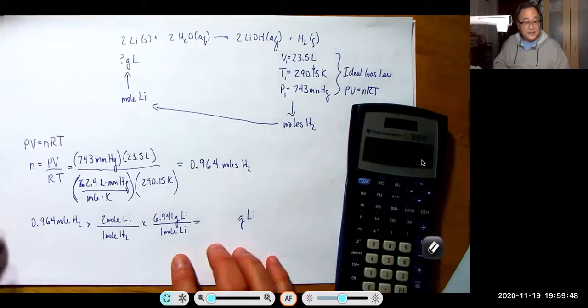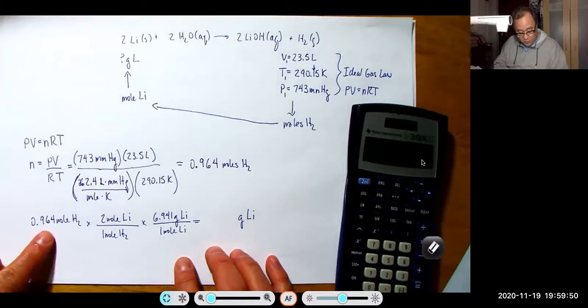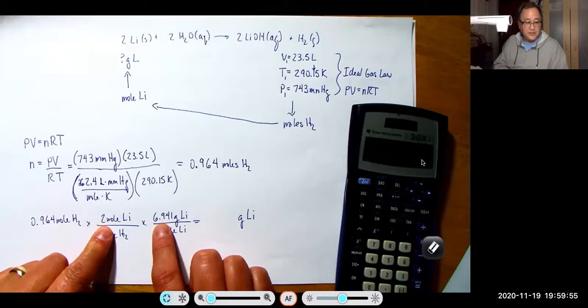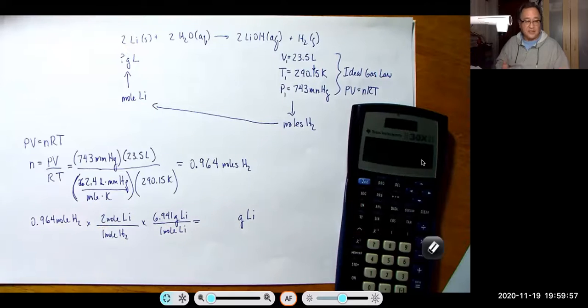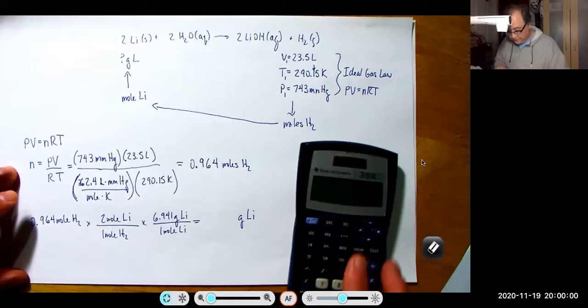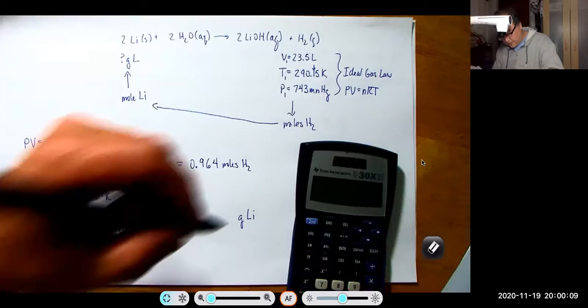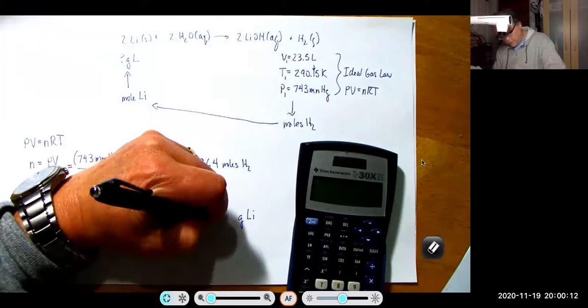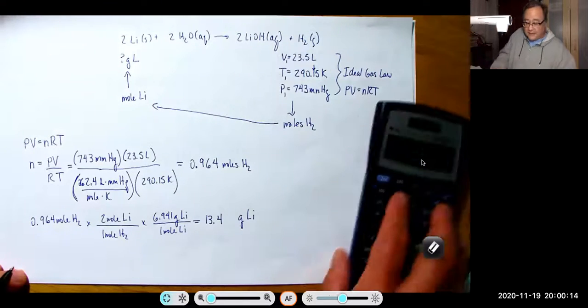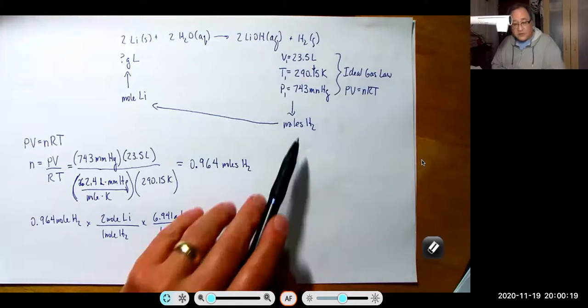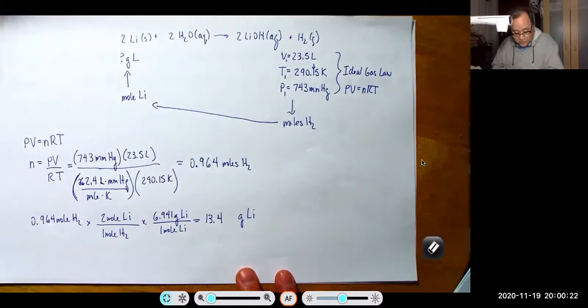Now, estimating this, I think we can all agree that that is pretty close to 1. So that times that is 2. So 2 times 6.9 is going to put this close to 14, but a little less, so we'll call it 13.5. So let's see what we get. Times 2 times 6.941, and we get 13.4 grams of lithium. And that's how you do stoichiometry with the gas problems. More than likely, you're going to have to solve for the moles of the gas and then do something over here.